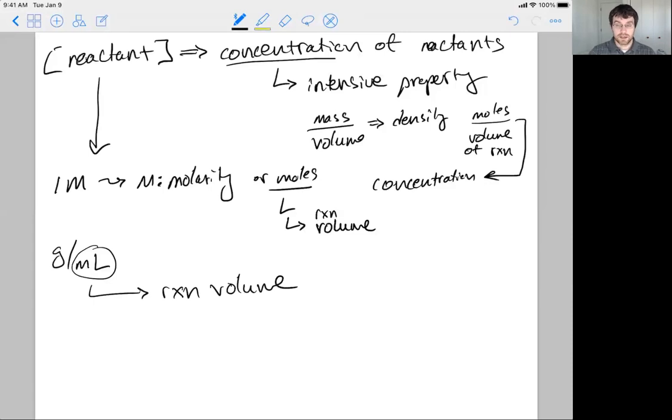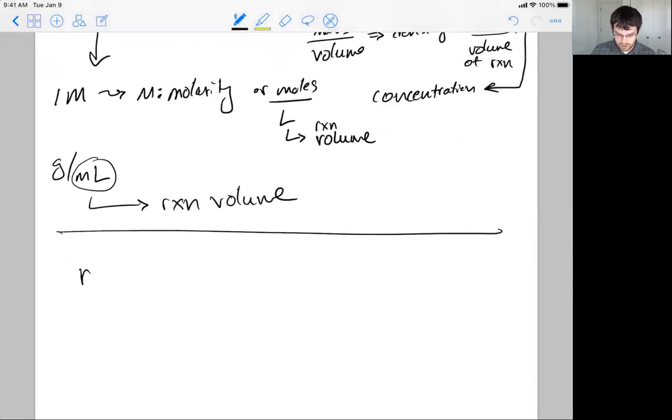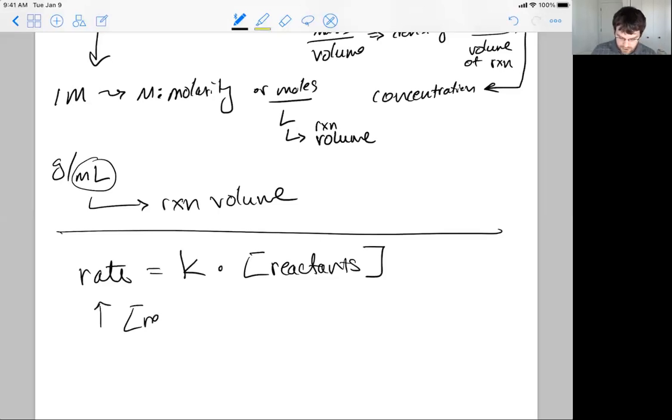Anyway, we have these concentrations that we could use. What this means, at the end of the day, stepping back from what a concentration actually is, is that rate is equal to some k times the concentration of the reactants. Okay, that's it. The rate of the reaction, based on how we've defined k, the rate constant, is only influenced by the concentration of the reactants. If you increase the concentration of the reactants, k times a bigger number is a bigger number. You then increase the rate of the reaction.